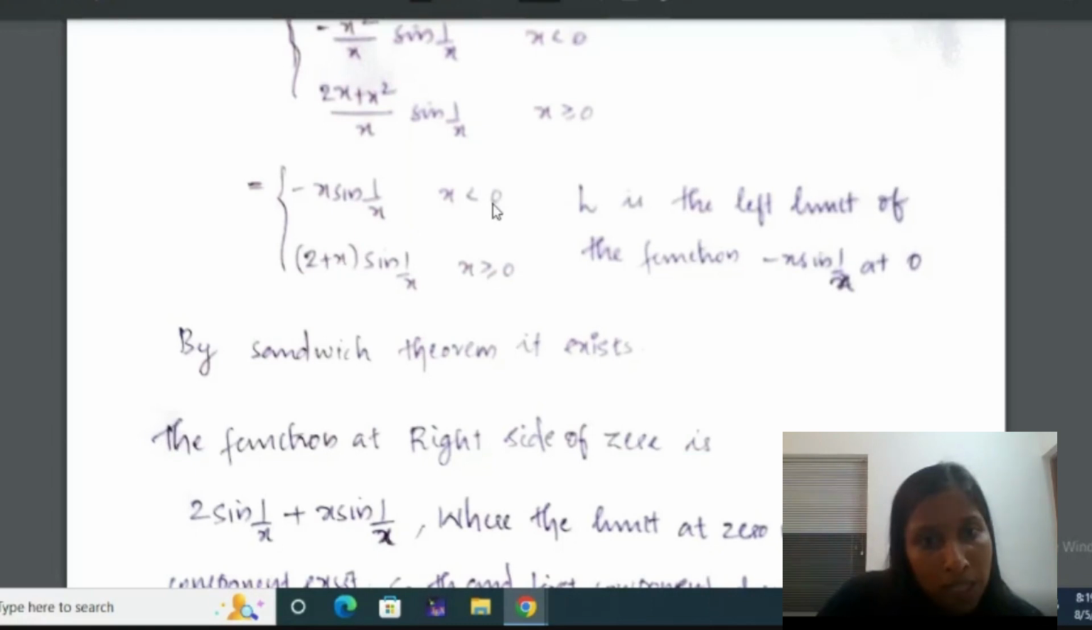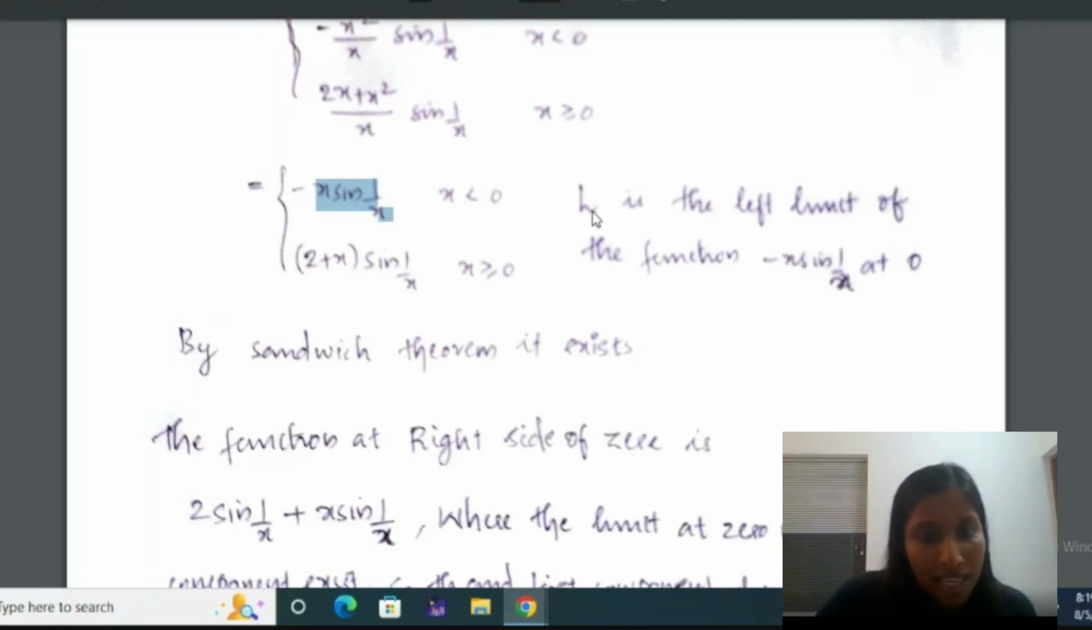So to the left of 0, the function is like this. To the left of 0, our function is minus sine 1 by x, which is just the negative of the function that we have seen in the previous problem. There, the function x sine 1 by x has a limit at 0, so obviously it will have a left limit at 0. So the left limit of that function will be the same as the left limit of this function. So the left limit of the function exists.